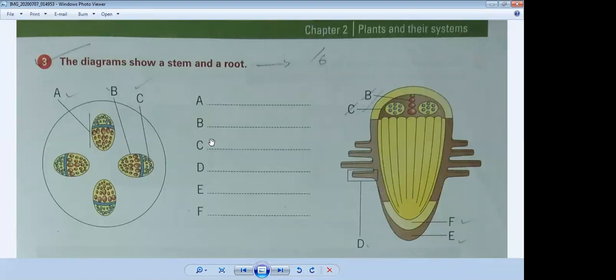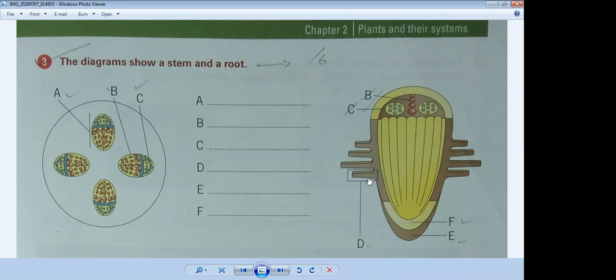Now come to D part. This is a diagram of a root. It's an internal structure of a root. So first we will discuss the D part. What is this? D part is a root hair here. We also have discussed when the root begins inside the soil, then further there are root hairs that grow on the tip of the root. So D part answer is root hair.